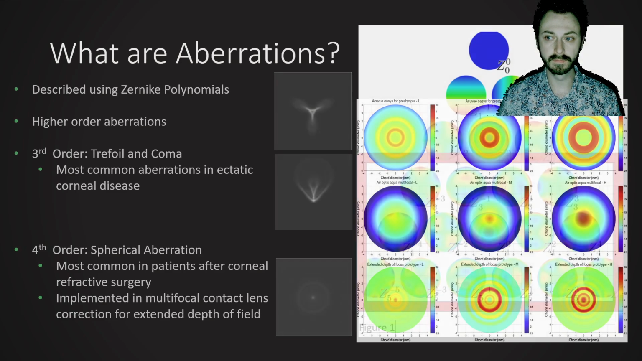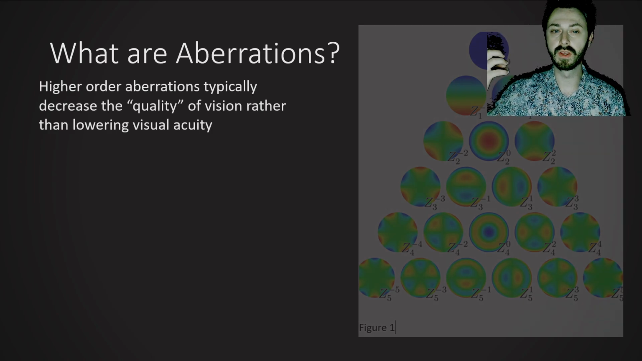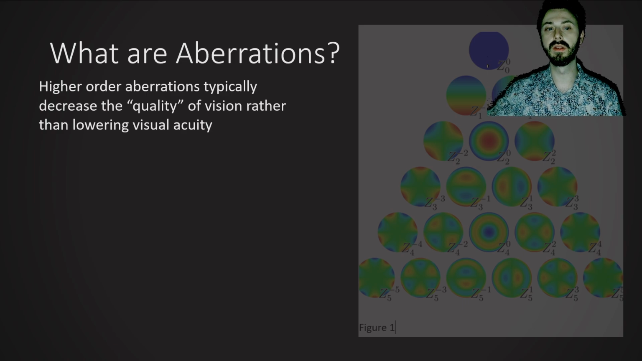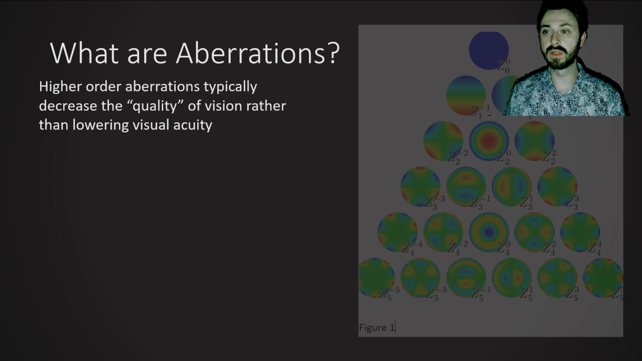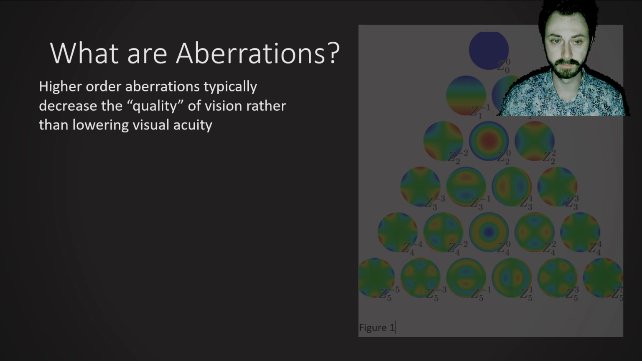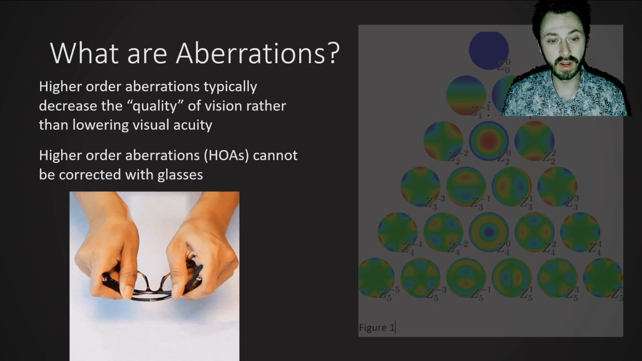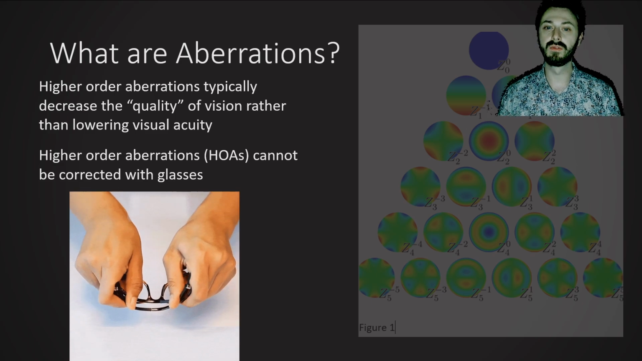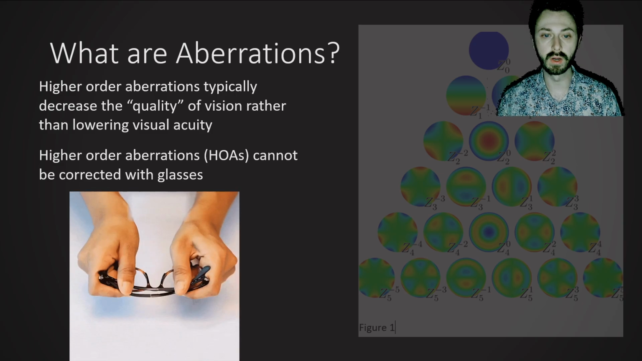Higher order aberrations typically affect the quality of a patient's vision rather than lowering actual lines on a visual acuity chart. So I wouldn't expect a patient to drop multiple lines on a chart just based on their higher order aberrations, but they may suffer from reduced quality of vision. They may be happy with their vision. Unfortunately, these can't be corrected, at least in the modern era, with glasses. Really, only specialty contact lenses are going to be addressing higher order.